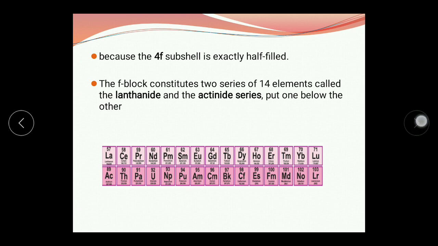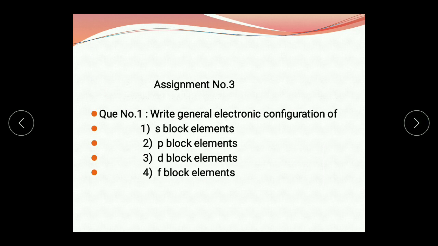Understood? Now, what will be the assignment for today? Write the general electronic configuration for all the blocks s, p, d and f. As well, you have to write the outer electronic configuration of groups 1 to 3 and 13 to 18. That means s as well as p block elements. That I haven't written, but you have to write in tabular form, which is given on page number 97 of your textbook. So this is all for today.